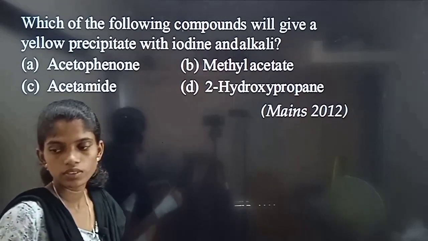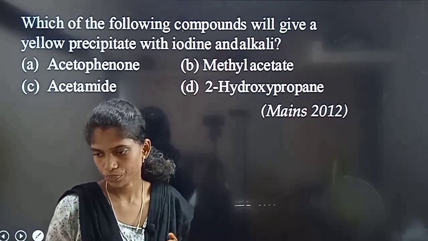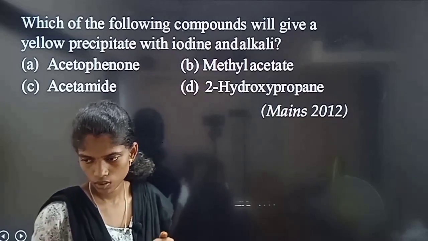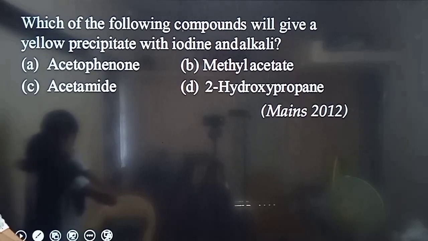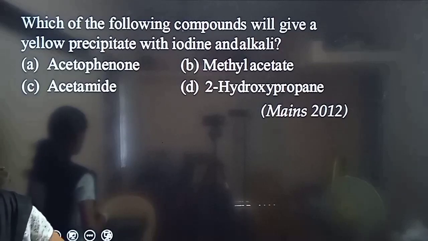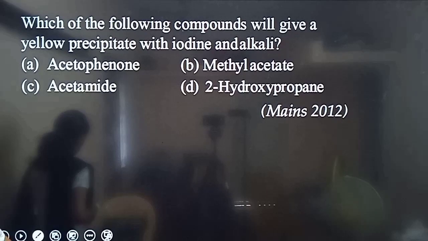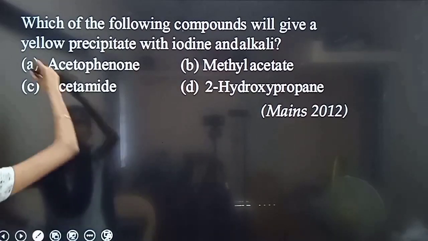Which of the following compounds will give a yellow precipitate with iodine and alkali? So this is an iodoform test. Acetophenone. So option A.